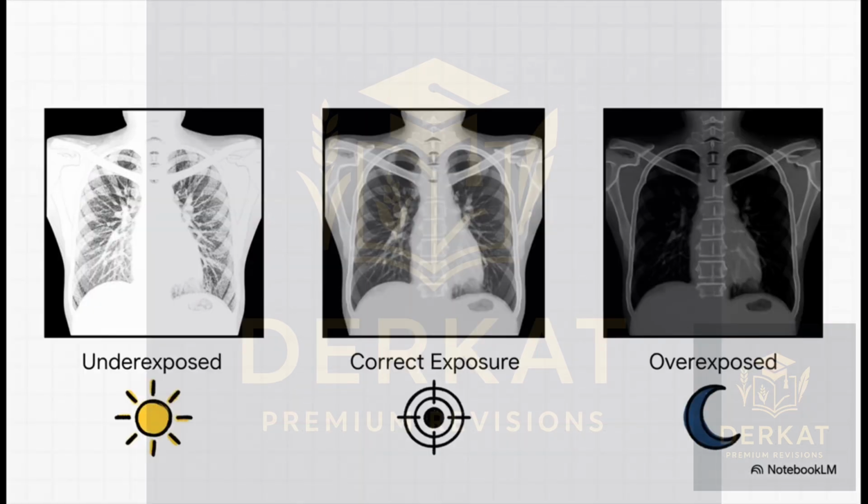And finally, we have E for exposure. Is the film too bright or too dark? A really quick way to check this is to look behind the heart. You should just be able to make out the outlines of the vertebral bodies. If that area is totally white, the film is underexposed. If it's pitch black and the lung markings look really harsh, it's overexposed.